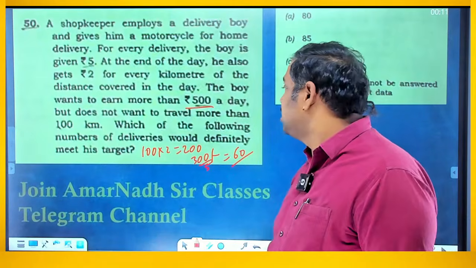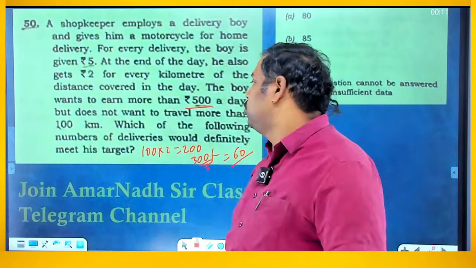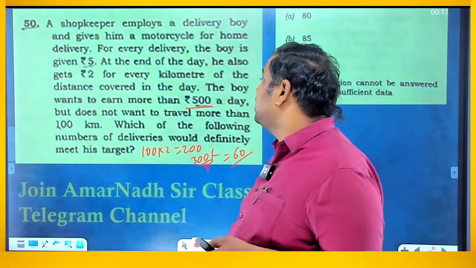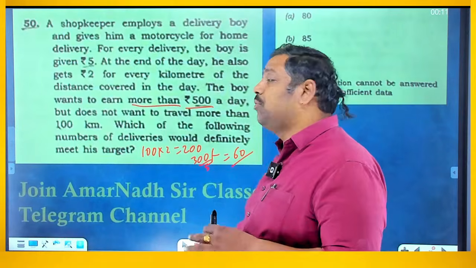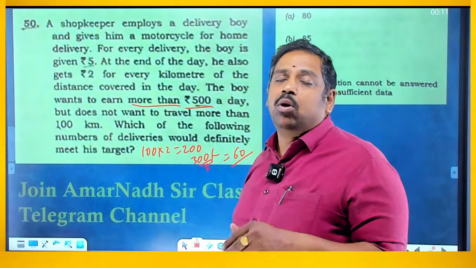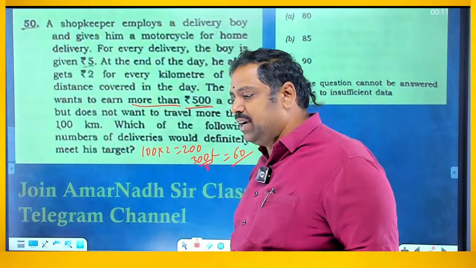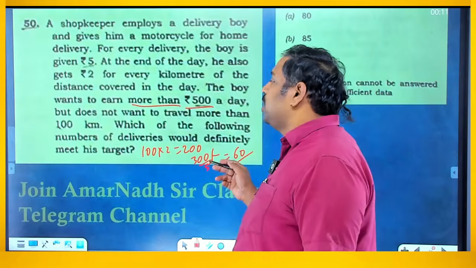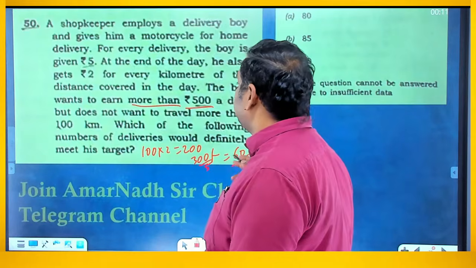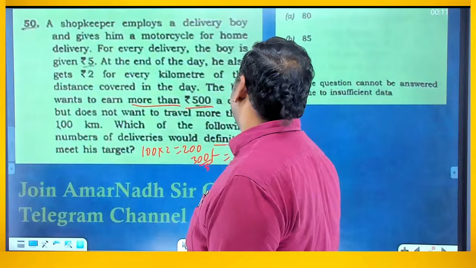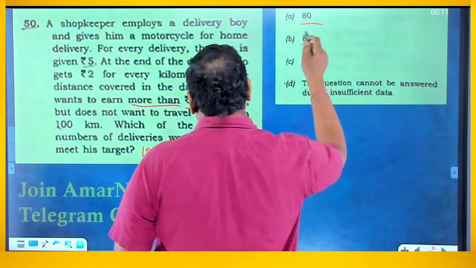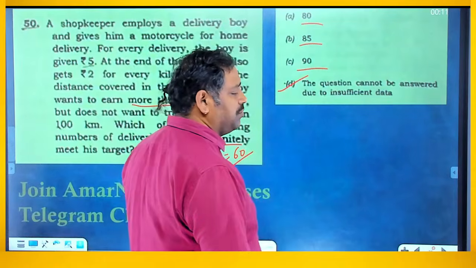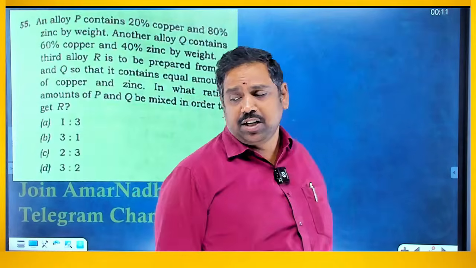How many deliveries does he have to do? Minimum 60 deliveries. 60 or minimum 60? Minimum 60, because he's asking more than 500, not 500. So more than 60 he has to take. Means 61 he can take, 999 also he can take, right? Now he is asking which of the following number of deliveries would definitely meet his target. Definitely. So 80 will definitely, right? Because more than 60. 85 is also, 90 is also. That's why the question cannot be answered due to insufficient data. Let's see the next beautiful question.